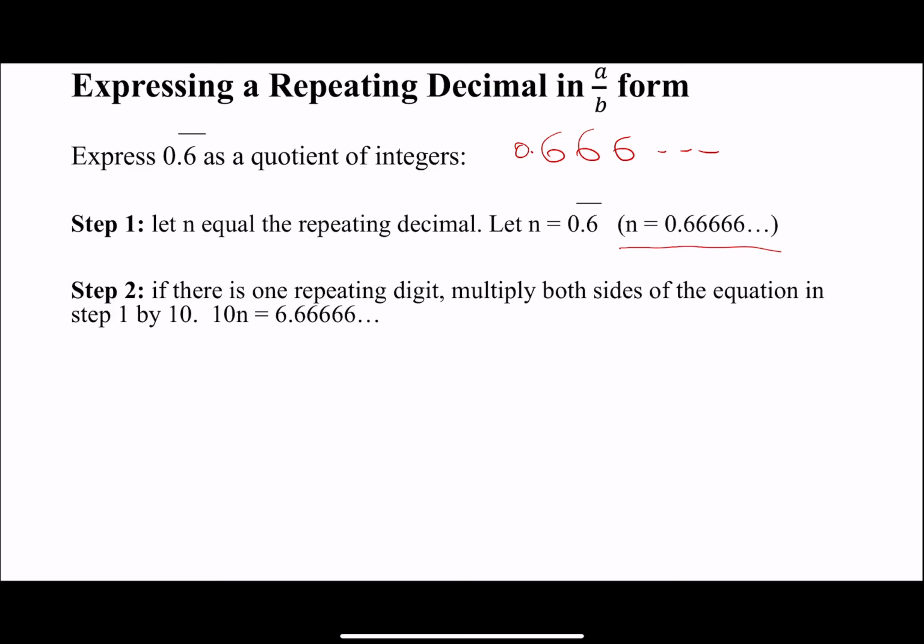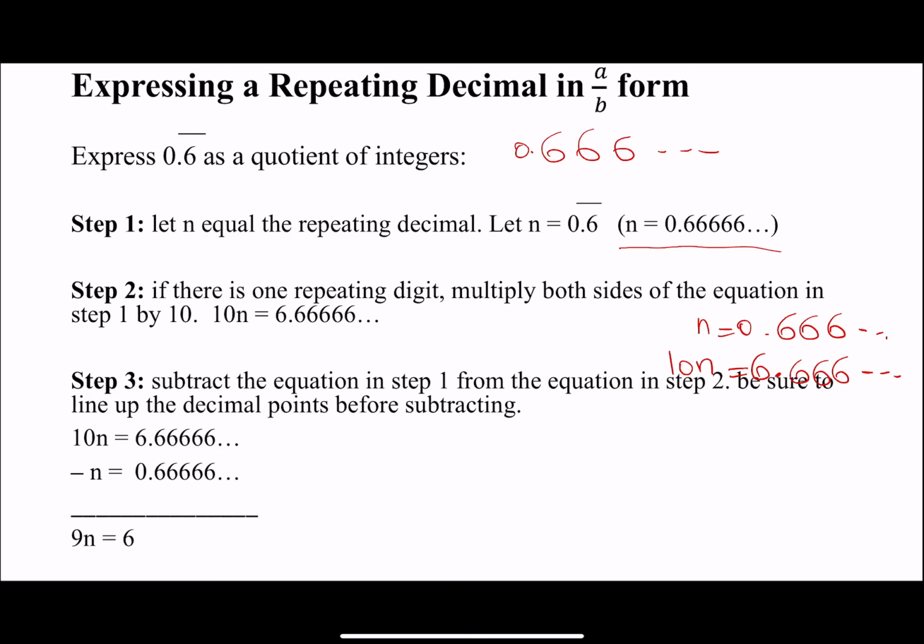n is 0.6666. Only one digit, which is 6, is repeating, right? So in step 2, we multiply both sides of the equation in step 1 by 10. So n is equal to 0.666, and so on. One digit is repeating, so we multiply both sides of this equation by 10. So 10 times n is equal to, on the right side, when you multiply by 10, you get 6.666, like that. Now step 3, subtract the equation in step 1 from the equation in step 2.